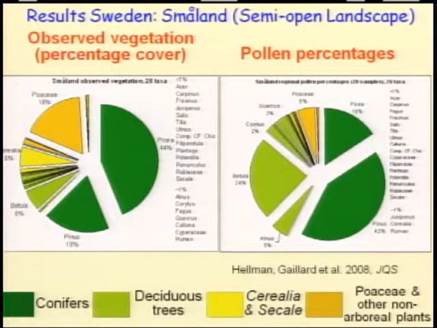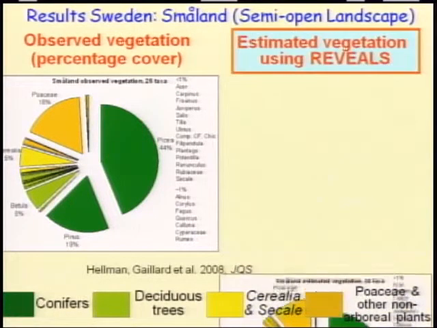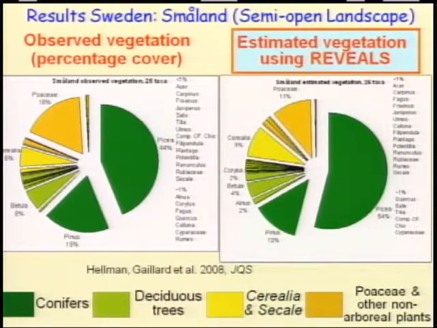This is just an example from the results in Sweden, where you see how pollen percentages are underrepresenting the open land, shown by the colors yellow and orange here. And also in this case, how Picea and Pinus have inverse representation in pollen percentages compared to the observed vegetation. When you are using the REVEALS model, these biases are corrected, as you can see here.